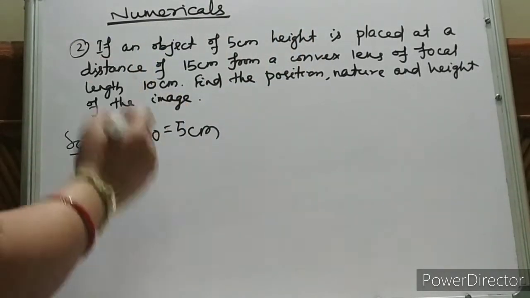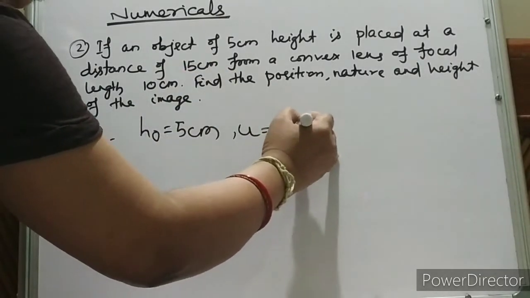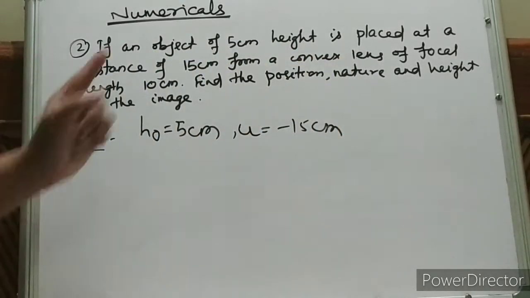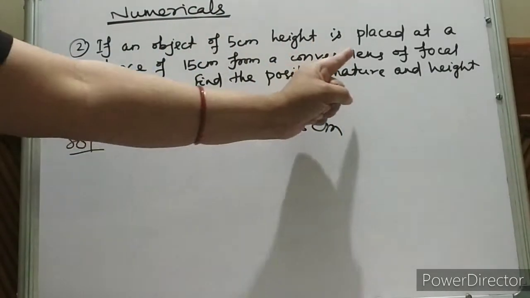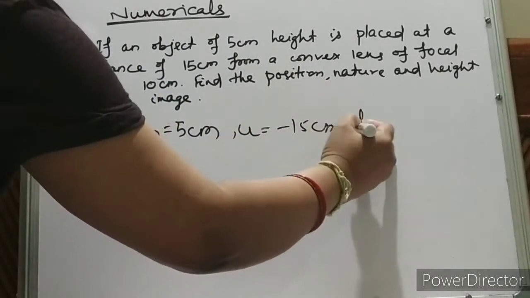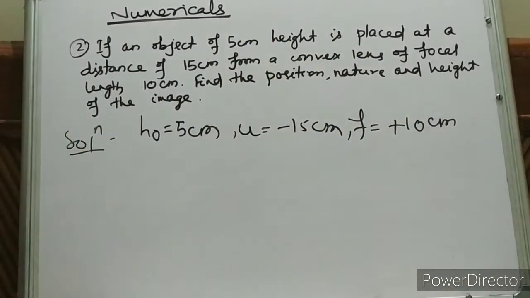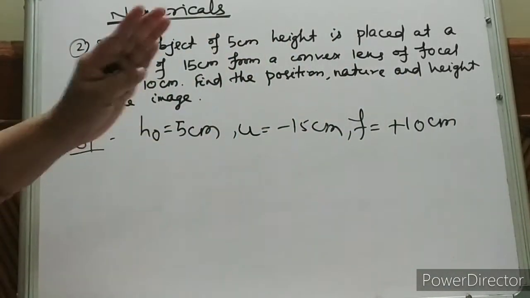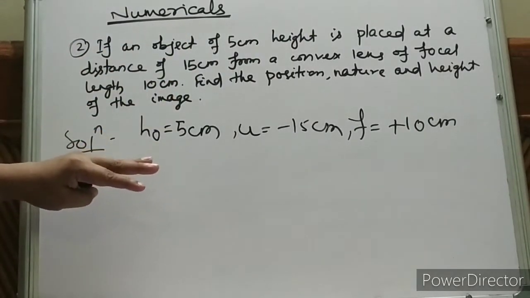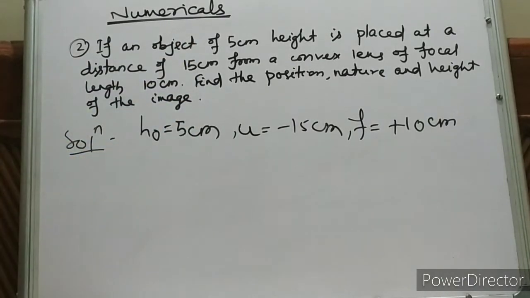That means u. So what is u over here? Minus 15 centimeter, because the object is placed to the left side of the lens, and the focal length is also given, 10 centimeter, and we know the focal length of a convex lens is always positive. So these data are given. You have to find the position, nature and height of the image. These are regular questions. In boards also you will get such very regular questions.